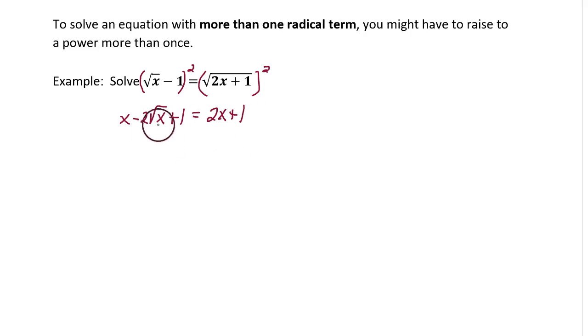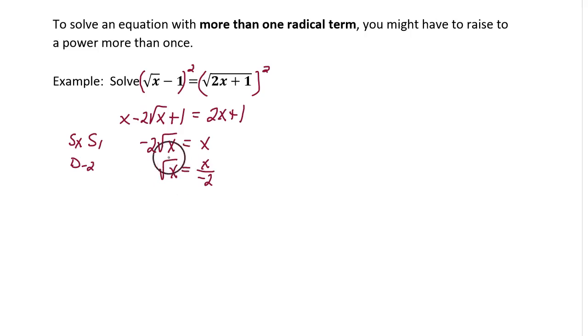Now we have a problem where we can isolate the radical term. Let's subtract the x and subtract the 1. We get negative 2 square root of x is equal to x. Remember, we were subtracting x, so 2x minus x makes an x. And we were subtracting 1, so this 1 subtract 1 makes nothing. Next step. Let's divide by negative 2 on both sides. We get the square root of x is equal to x over negative 2.